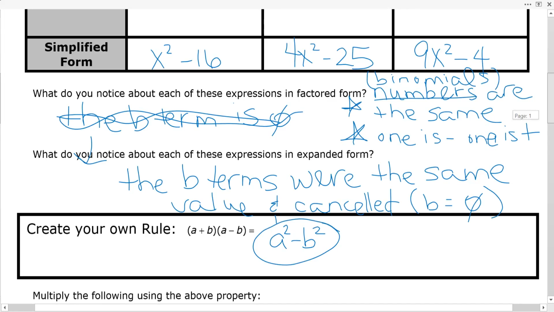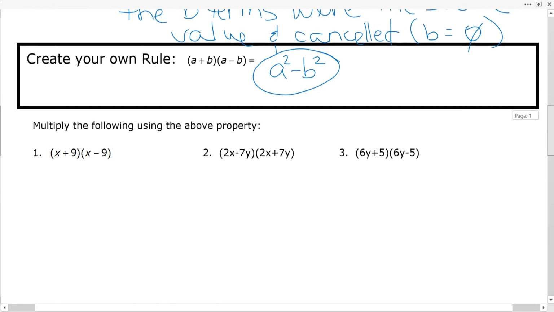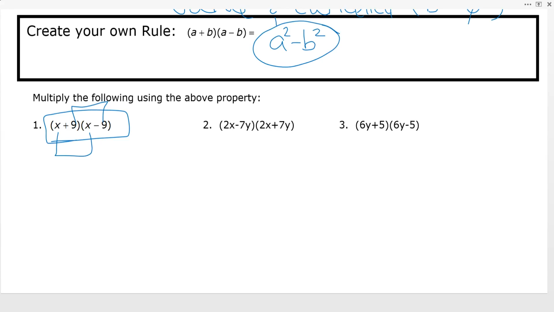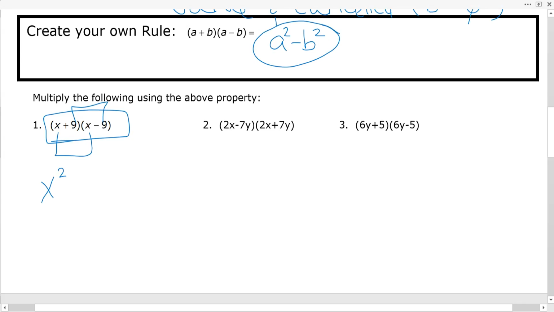So when you see these, you're going to have to look for them, because x plus 9 times x plus 9 is not the same as x plus 9 times x minus 9. But when you do see this specific form, you can just multiply the first term, multiply the last term, and know that the second term is going to cancel out. So I don't need to put plus 9x minus 9x because that'll be gone. And my answer is x squared minus 81.